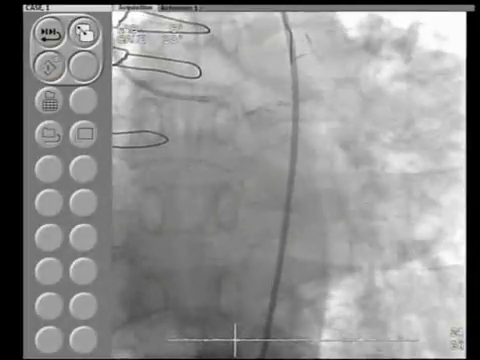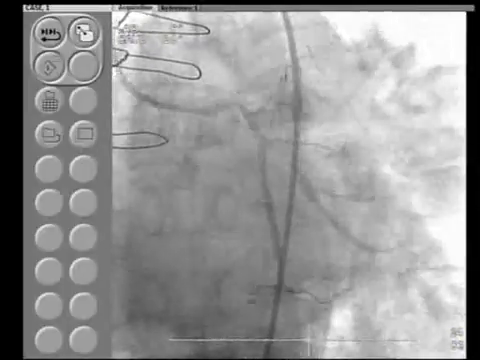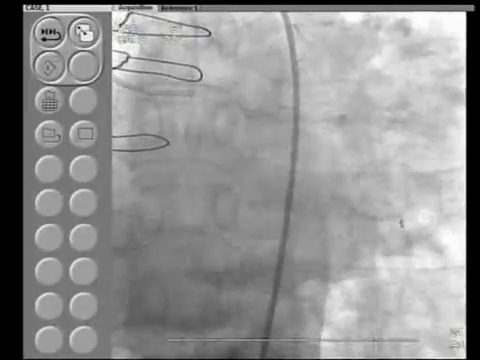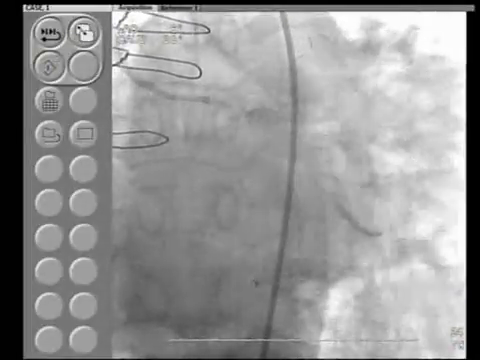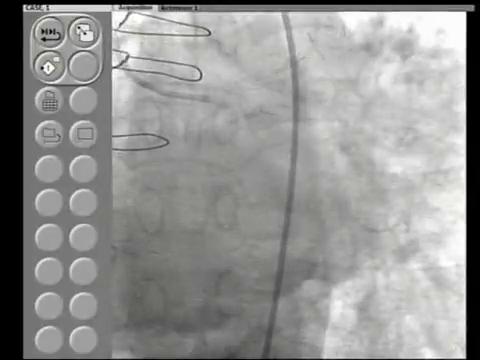Now we can do another view, take this one out, and look at a very classical side branch, camera down a little bit. From the side branch point of view, there is no dampening, a very nice ostium, the LAD is good, no issue from the LAD point of view.